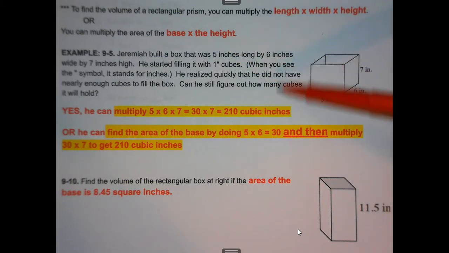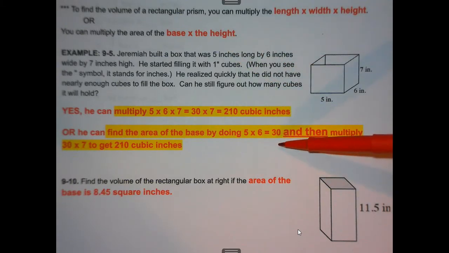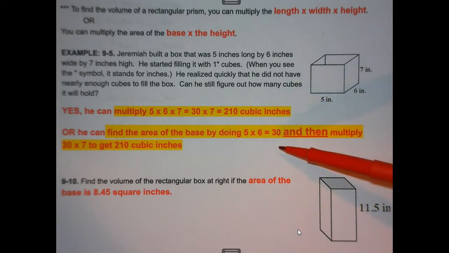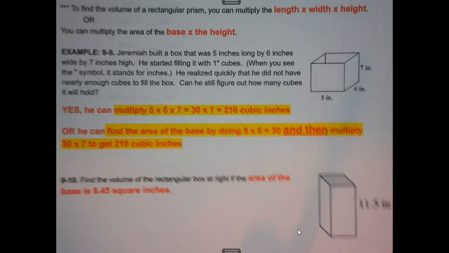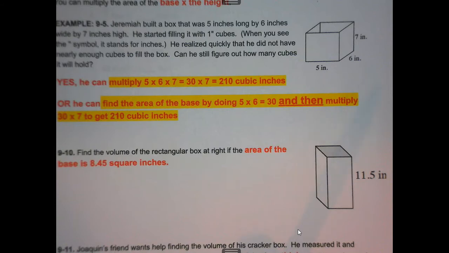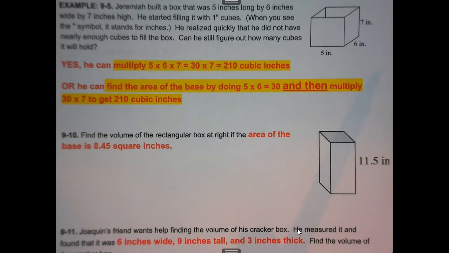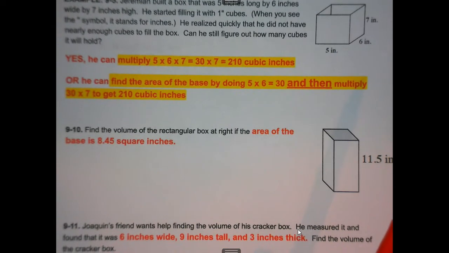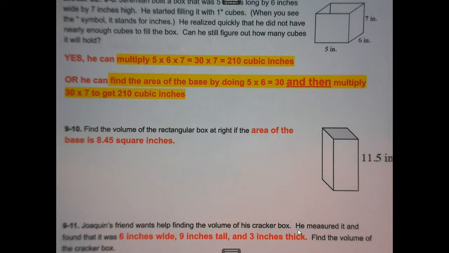You were given this example yesterday where you had the problem that you could read through. There was a diagram and then two different ways of solving this example. After that, you were given the task of moving on to the next problem in the series, which is problem 9-10. Find the volume of the rectangular box at right if the area of the base is 8.45 square inches.